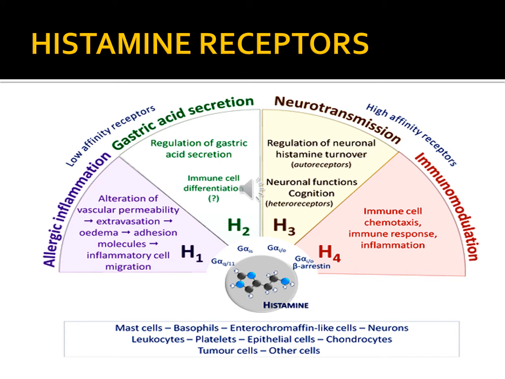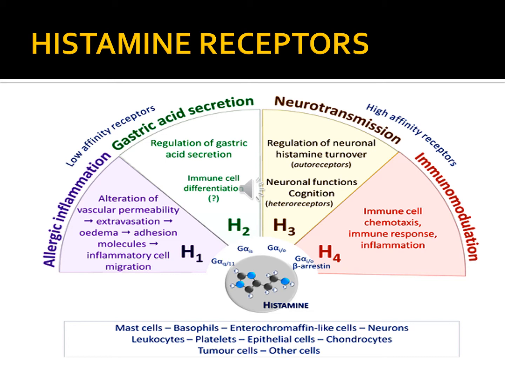So, the H1 receptor. The H1 receptor is widely expressed and is involved in allergy and inflammation. The H1 receptor is expressed in many tissues and cells including nerves, respiratory epithelium, endothelial cells, hepatic cells, vascular smooth muscle cells, dendritic cells and lymphocytes.